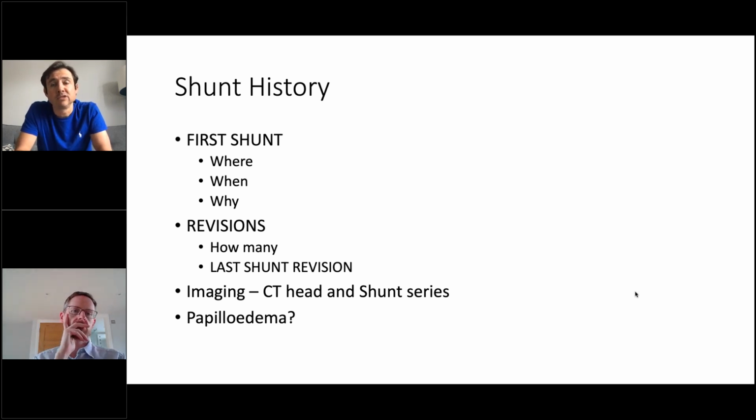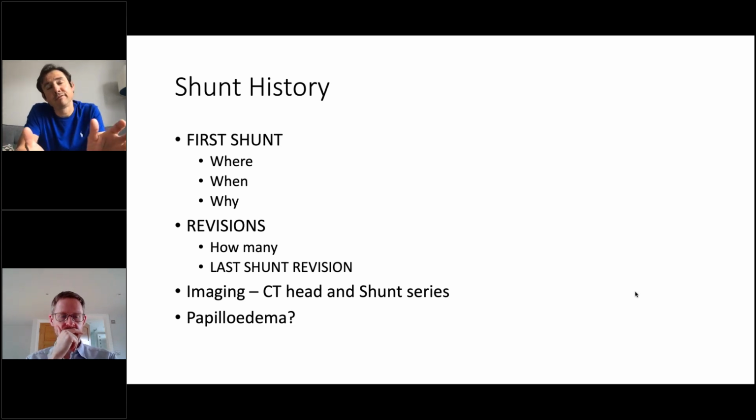But it's really helpful if you know that it was a neonatal shunt, or it was done for trauma, or this kid had an infection, or there are so many reasons why they may have had the shunt. Knowing the circumstances of their first shunt is really helpful. The next thing to know is the revisions. So how many revisions have they had? Is this a child who presents regularly, or is this the first revision that they've had in years?